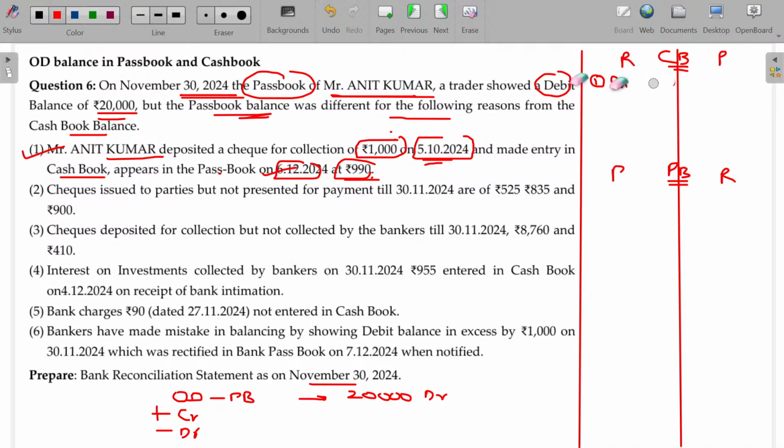Sorry, this is 1,000. The banker has not posted at all. Maybe it will be posted in the next period as 990. It's not a problem for me. You have to show only 1,000 rupees.